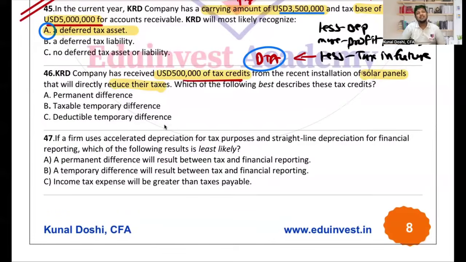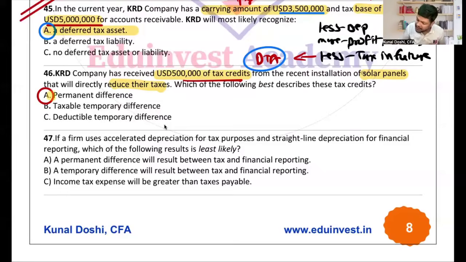Tax credit or any tax discount that you get because you opened a company in a special economic zone or a free zone, right? These are permanent differences. These differences will always remain between tax reporting and financial reporting. Anything like a tax credit or a penalty, these are permanent differences. Do we record a DTA or DTL? No. Permanent difference is no DTA, no DTL.